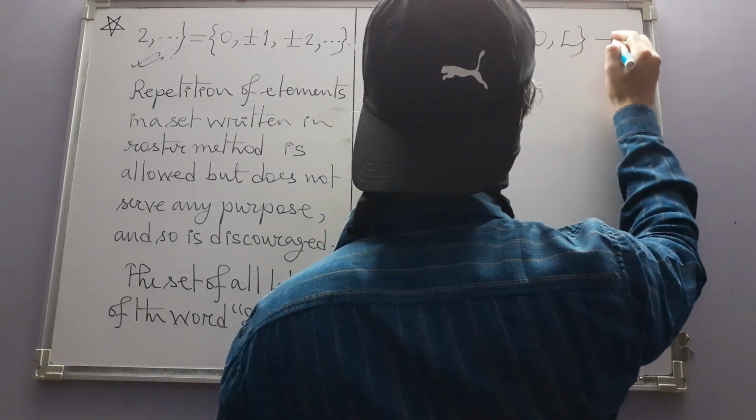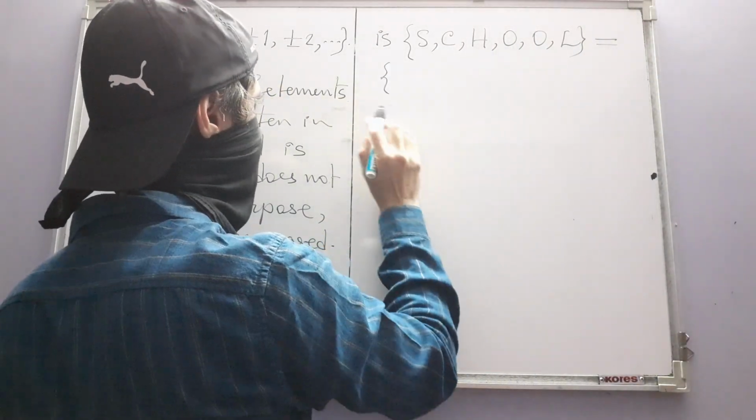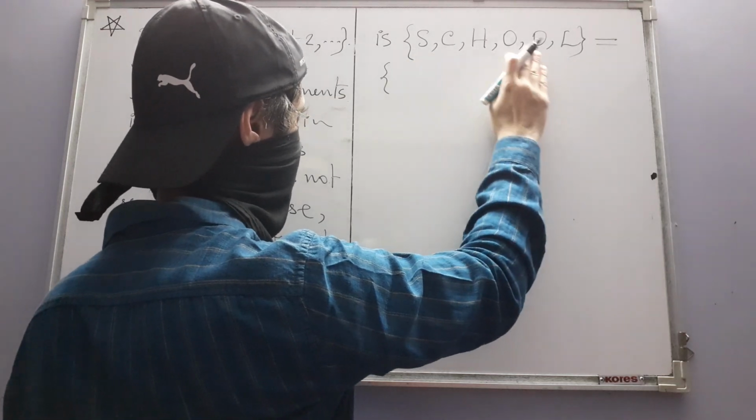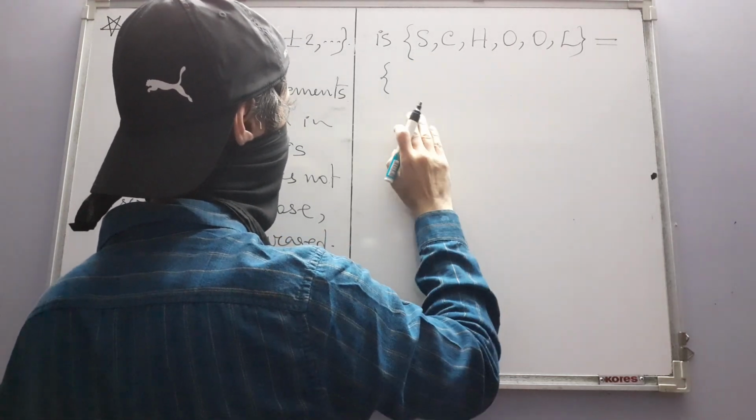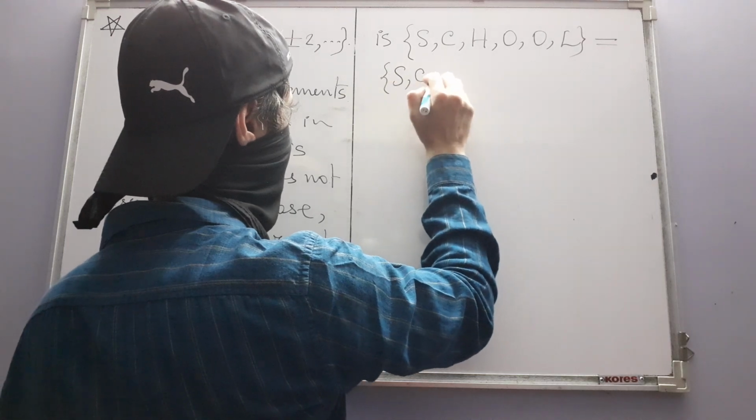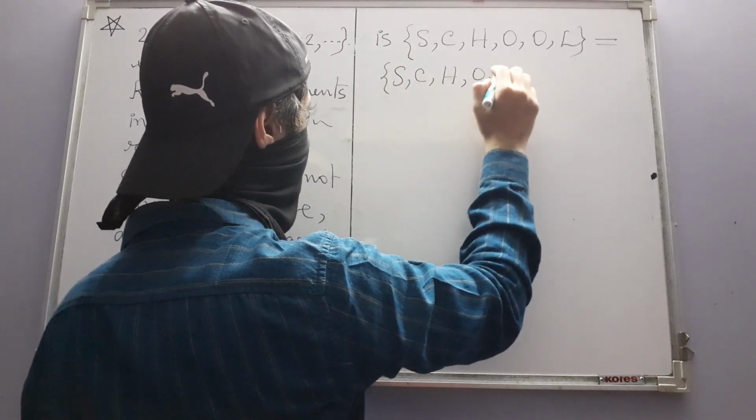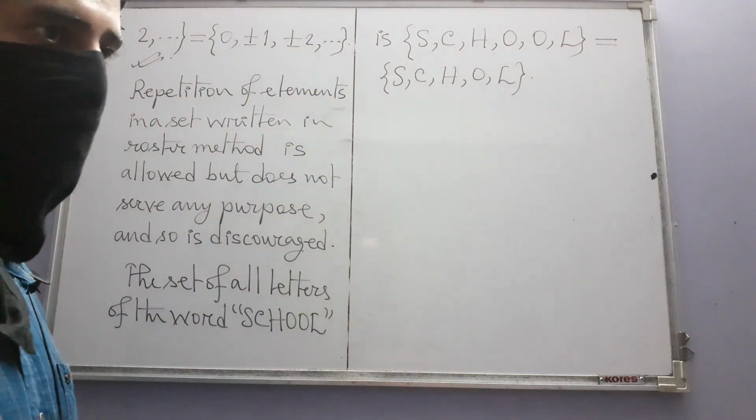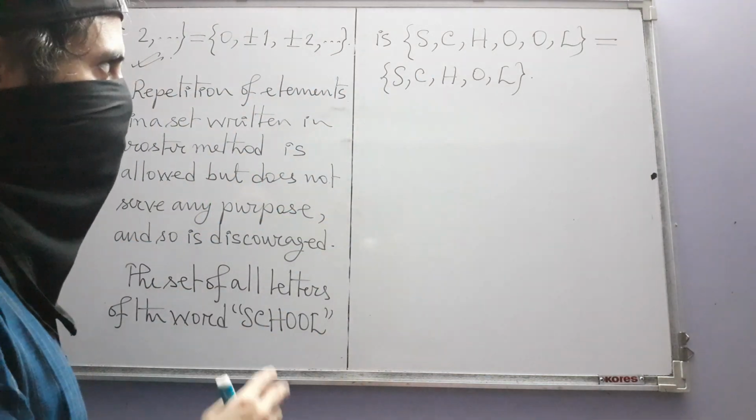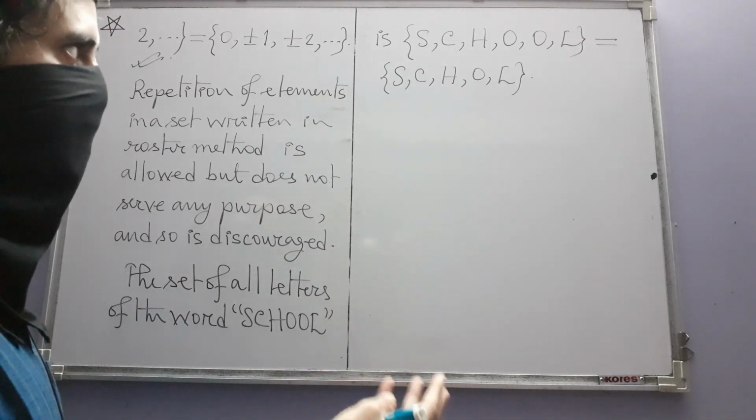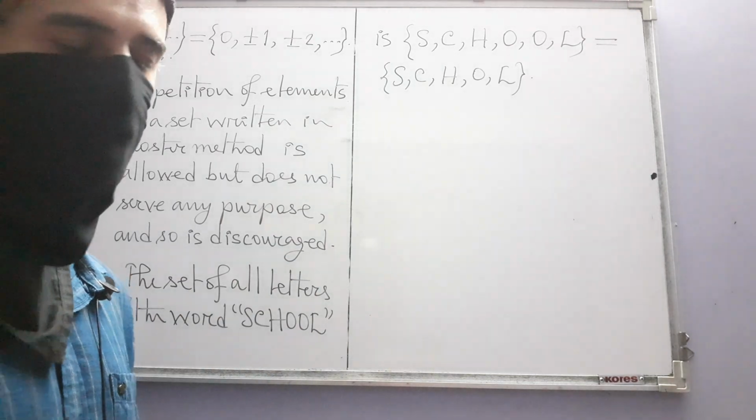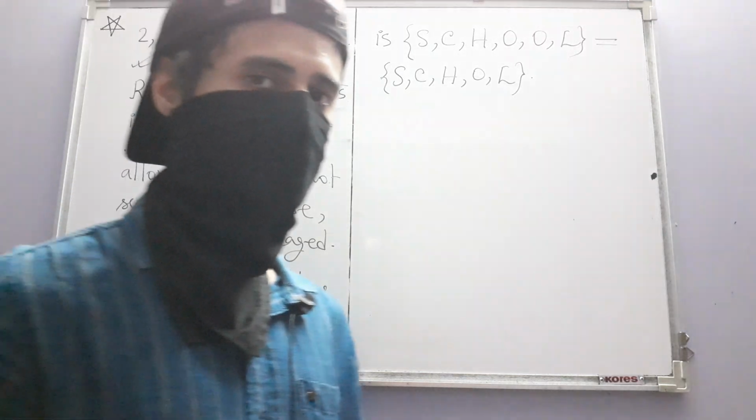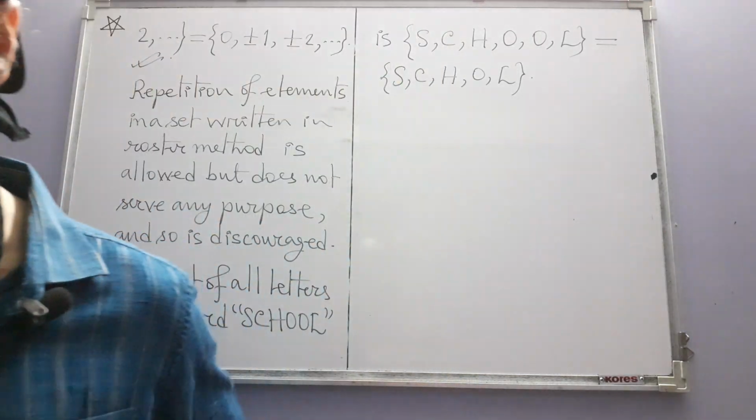So we do not write that O. Although this is not anything wrong, there is no need to write O twice. And in fact, more properly, these are the letters in the word school. We have the letter S, C, H, O and L. So that's how repetition does not serve any purpose, and that's why we do not repeat.